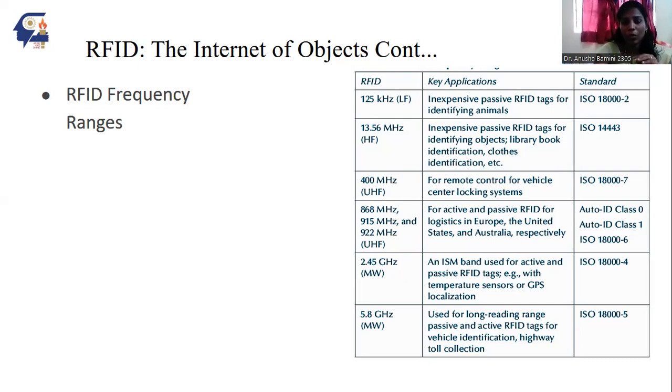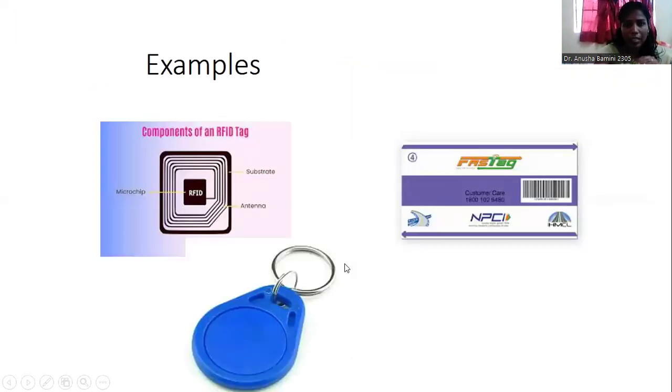What kind of FASTags are we using? 5.8 gigahertz microwave RFID tags we are using, for highway toll collection. So this is about RFID tags, and these are some examples.